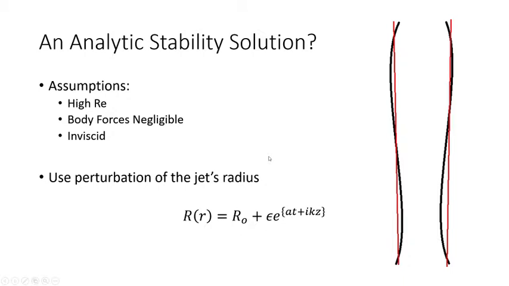So how do we get to this analytic solution? We assume that it's a high Reynolds number inviscid flow and that body forces are negligible in our look at the radius of the jet. So in looking at that radius, we're assuming that it is just a perturbation around the base radius, which is whatever radius the flow comes out of our tap or whatever with, and it has some perturbation.